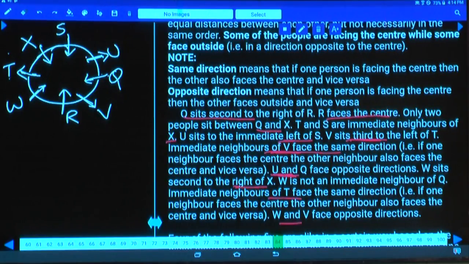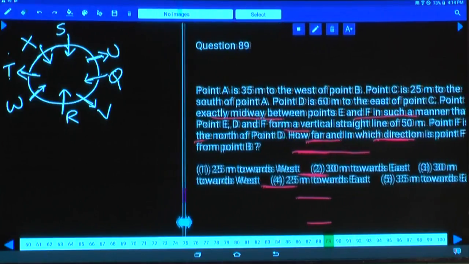Now this is how these 8 persons are seated around this circular table. Some of them are inward, some of them are outward. And as of now there are 5 persons who are inward and 3 persons are away from the center. And this is about question numbers 84 to 88. Write down this arrangement. Now let us discuss this 89 and 90.